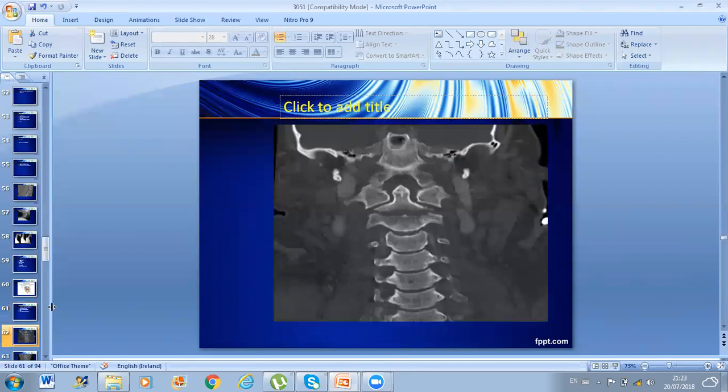So who will tell me, what type of image is this, by the way? Is it an MRI or CT scan? This is a CT scan. What view is this, sagittal or coronal? The coronal view of the spine CT scan.